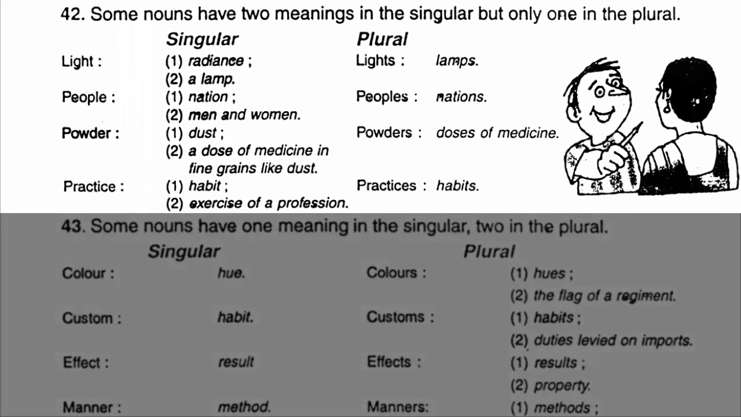Some nouns have two meanings in the singular but only one in the plural. Light, a lamp, lights, lamps. People, nation, men and women. Peoples, nations. Powder, dust, a dose of medicine in fine grains like dust. Powders, doses of medicine. Practice, habit, exercise of a profession. Practices, habits.